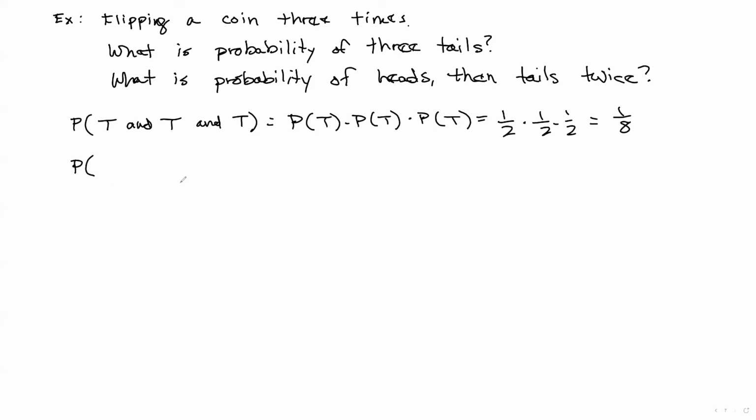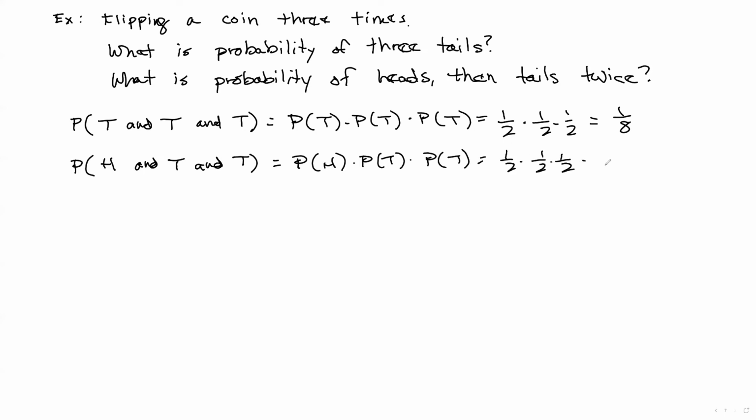What's the probability of doing heads and then tails twice? That's the probability of heads times the probability of tails times the probability of tails. And that also is 1/2 times 1/2 times 1/2, which is 1/8. Okay. So if that seems a little strange, if you're like, wait, but rolling a head and 2 tails, shouldn't that be different from 3 tails? Well, the issue is the order.